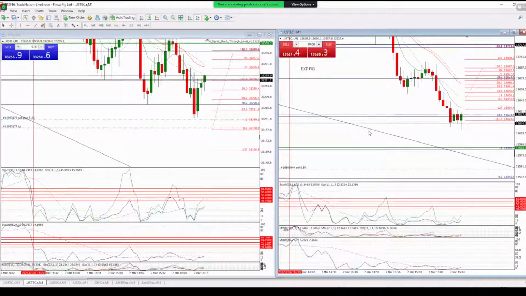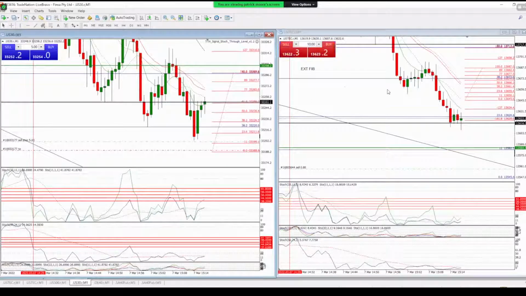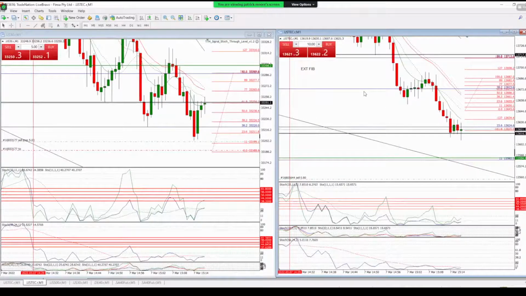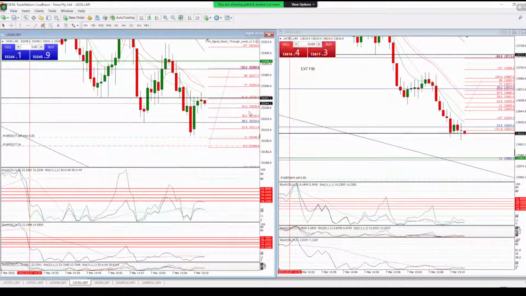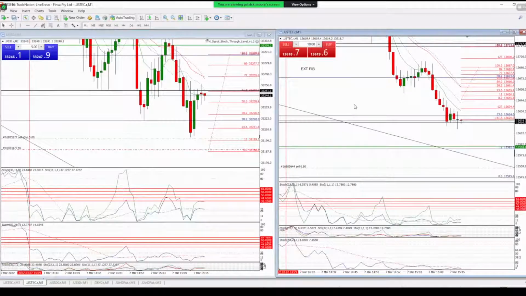Still watching the stochastics on both for triggers. In hindsight, as I see it now, I'm quite glad I stayed outside that. It wouldn't have hit TP on US Tech. We need to get into a situation where we put another extension fib in.